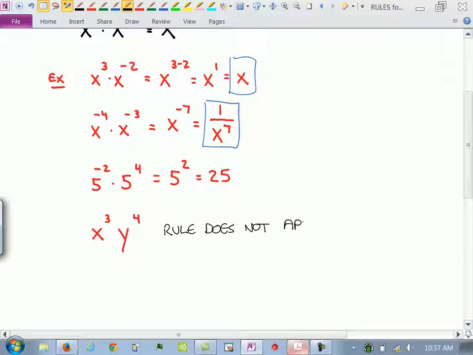apply. I doubt you're going to see anything like that in your homework, but I don't want you to get all gung-ho and carried away with this and try to make that into something it's not. You have to have the same base before you can add these two together. So you can't turn that into xy to the 7th or something like that. That just doesn't work.